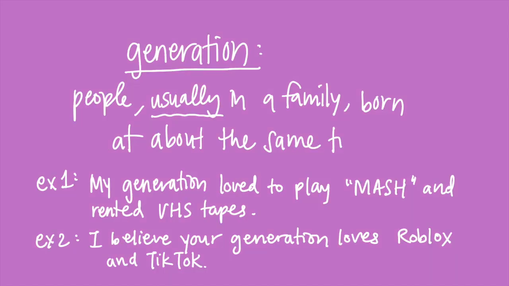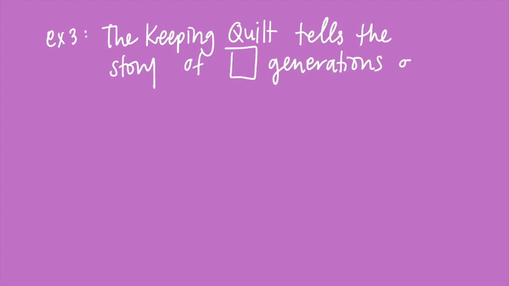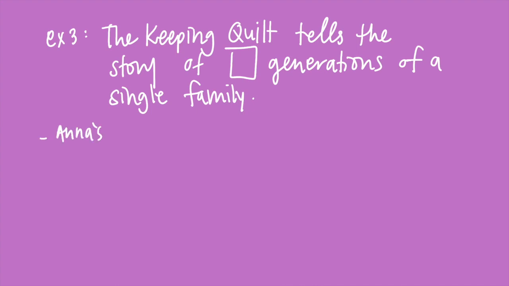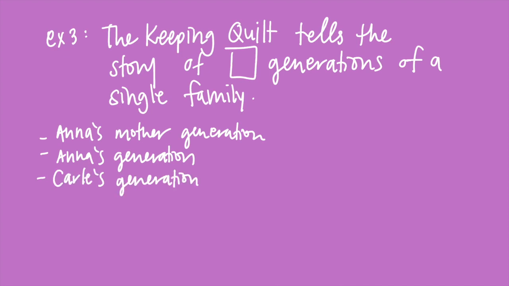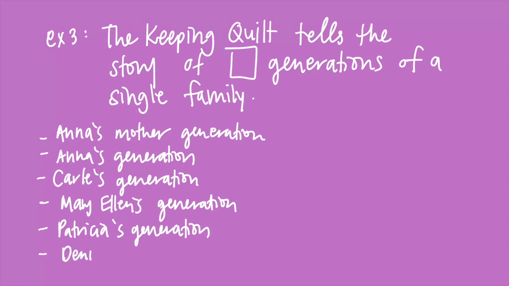The next example is going to be related to family. The Keeping Quilt tells the story of blank generations of a single family. So I want you to think about every time the character gets married and has a child, which is Anna's mother, then Anna, Carl, Mary Ellen, then Patricia, and then Denise, which tells us that there were 6 generations of a single family in the Keeping Quilt.